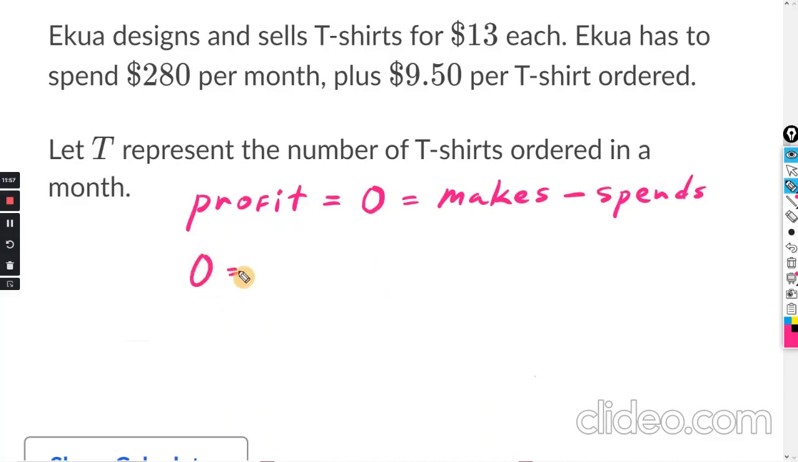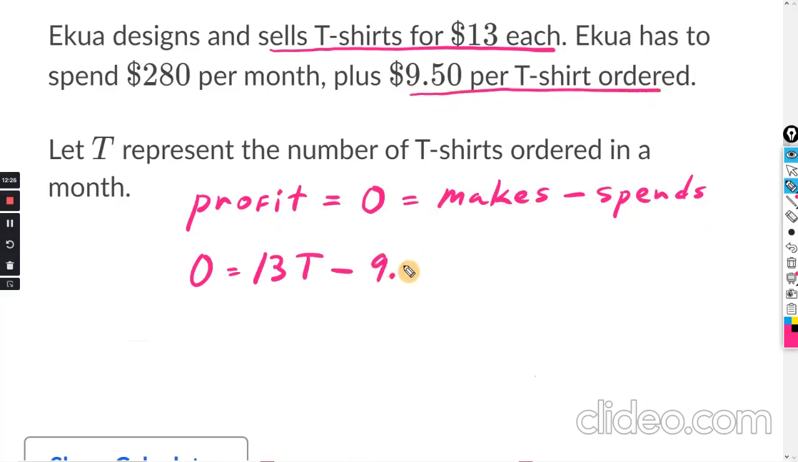So 0 is going to equal how much she makes. Well, she sells the t-shirts for $13 each. So she makes $13 per t-shirt. It says capital T is the number of t-shirts. So every time T goes up by 1, she makes $13. But she spends $9.50 for each t-shirt. So that's going to be 9.50 T. And she also spends $280 per month. So we're going to subtract $280.